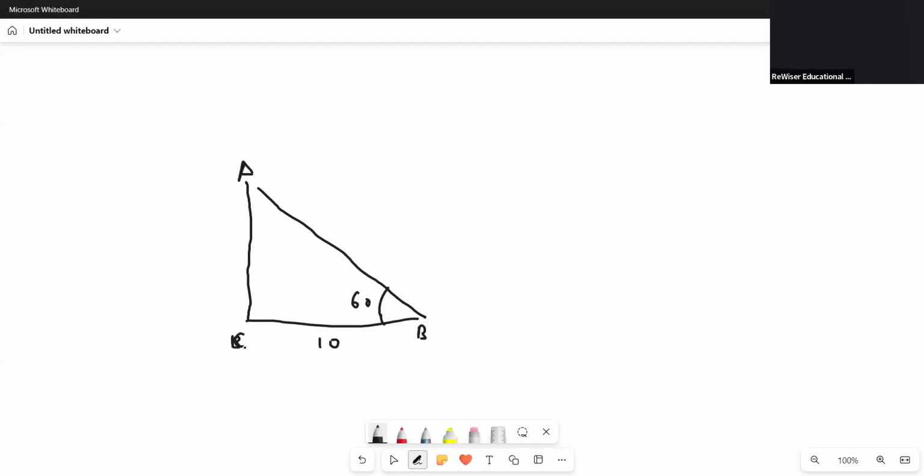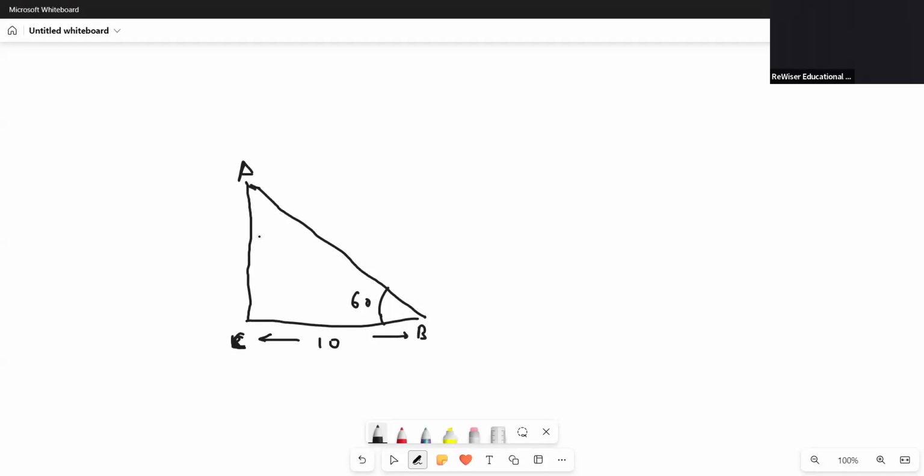or the height of the lighthouse AC. So this distance is given to us, which is 10 meters, and the angle of elevation of the top of the lighthouse is 60 degrees.